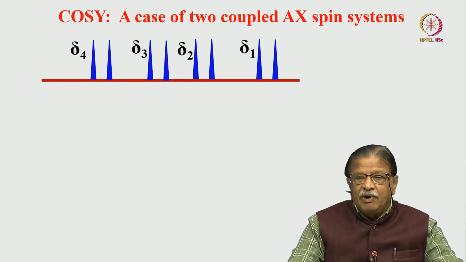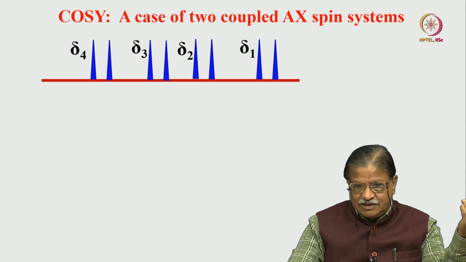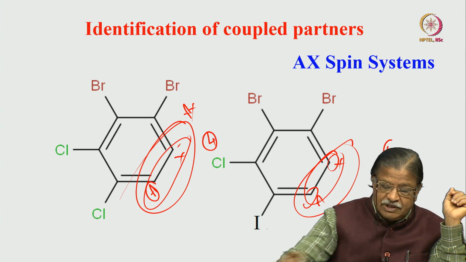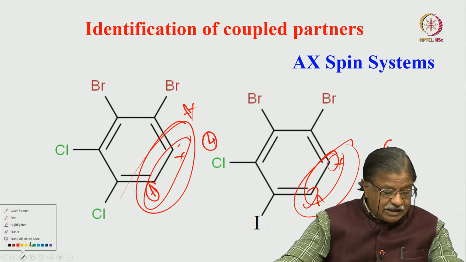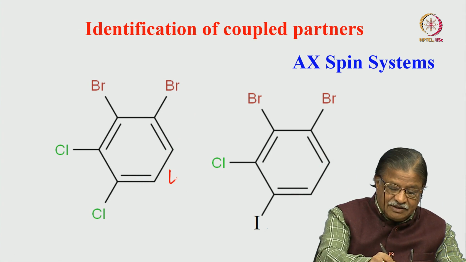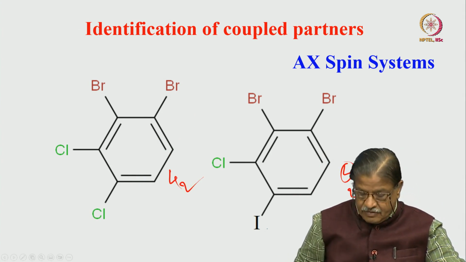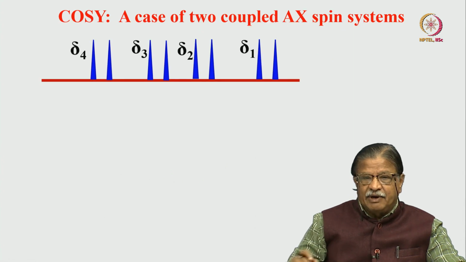Okay, and each molecule will have 2 chemical shifts. Now I have taken the mixture of both these molecules together. Each of them gives 4 peaks, 4 peaks for this and 4 peaks for this, with 2 chemical shifts each. This is the spectrum I am going to get.